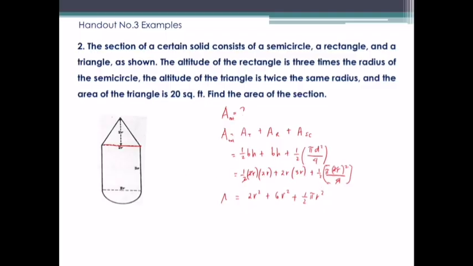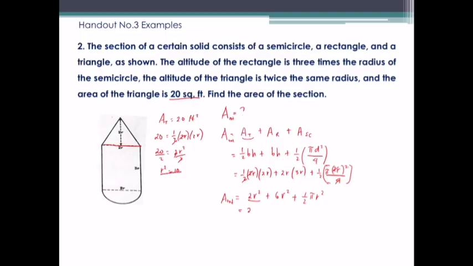Now, in order for us to get the value, we will make use of this given. The area of the triangle is equal to 20 square feet, wherein the area of the triangle is the part we already have. So 2r squared is the area of the triangle, 20. It is 1/2 base times height, 2r times height, 2r. So 20 is 2r squared. Divide the whole equation by 2. So r squared now is equal to 10.